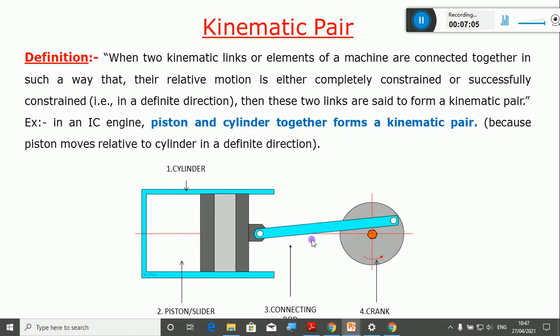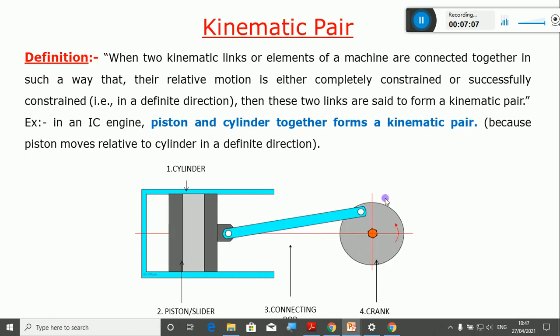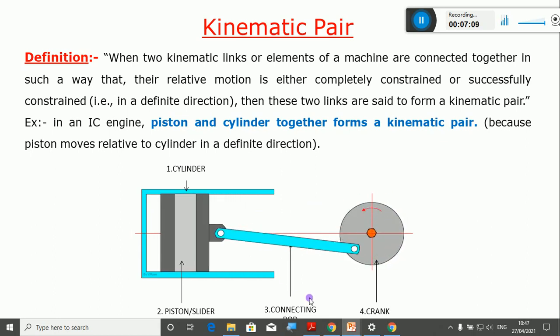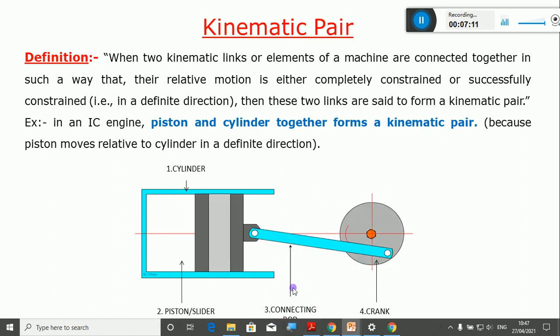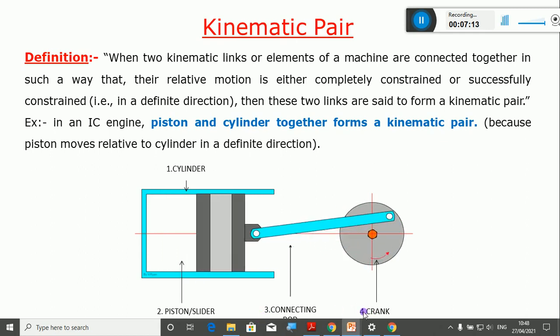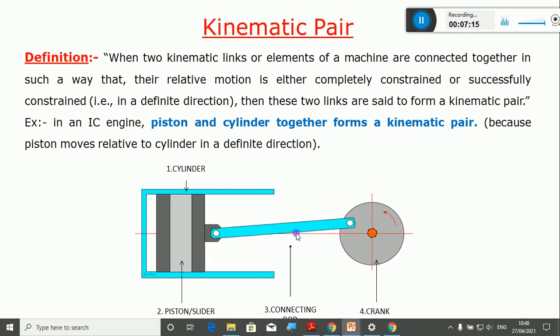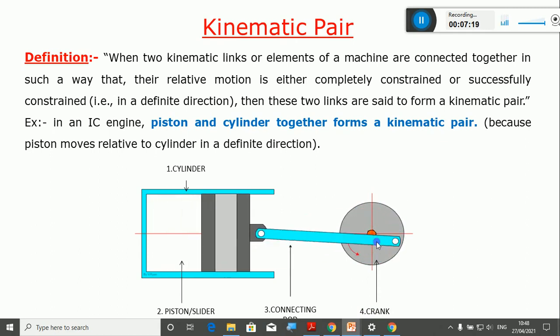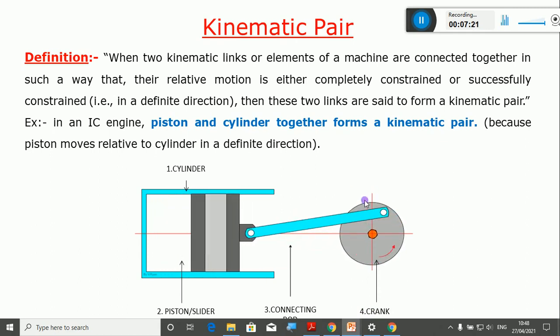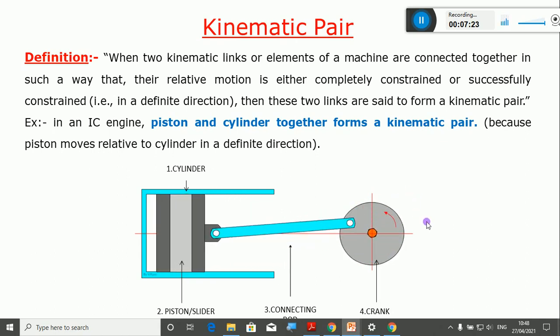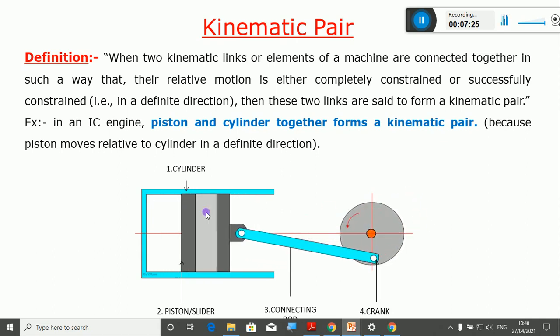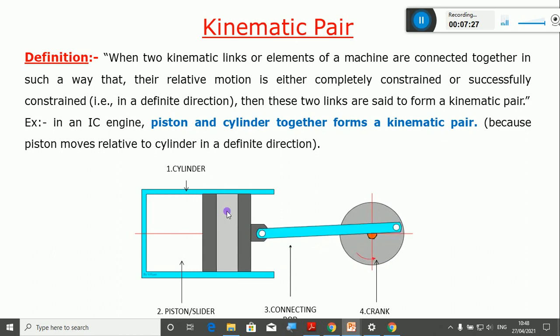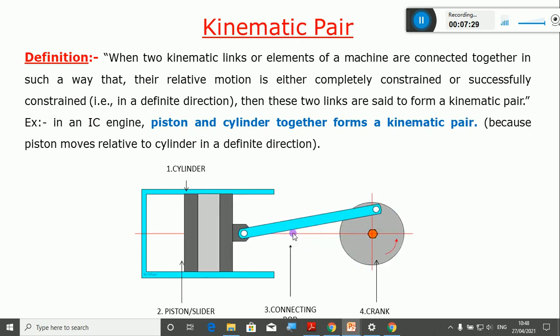And similarly, the connecting rod is connected to the crank, correct? The link 3, you can see this one, connecting rod, link 3 is connected to link 4. So I can call the combination of these two links one more kinematic pair. And also this crank will be connected to the frame, a fixed link. So it is having four kinematic pairs.